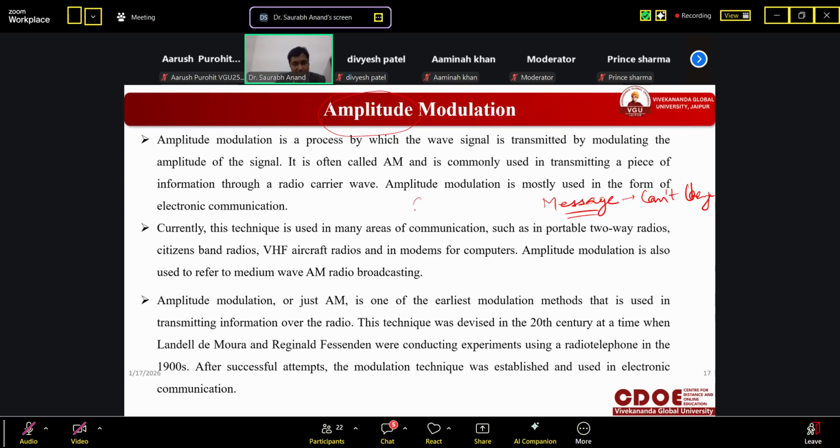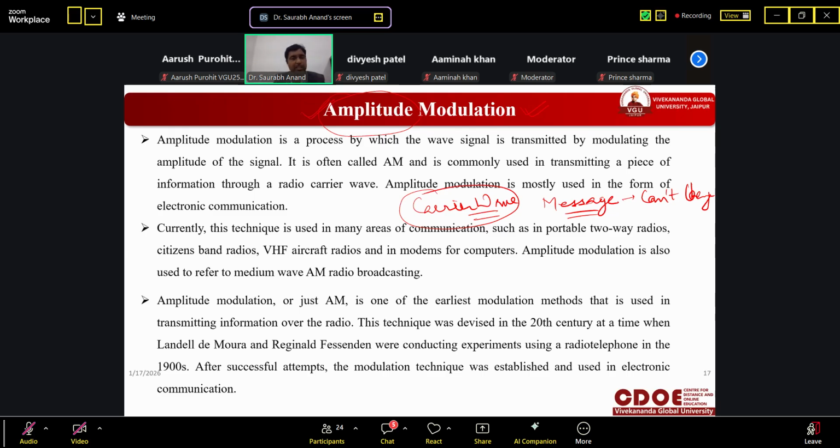So what can we do? We are using the carrier. The carrier wave has the same parameters: amplitude, frequency, and phase. So we can vary one of these parameters, for example the amplitude of the carrier wave. Then the modulation process will be known as amplitude modulation.